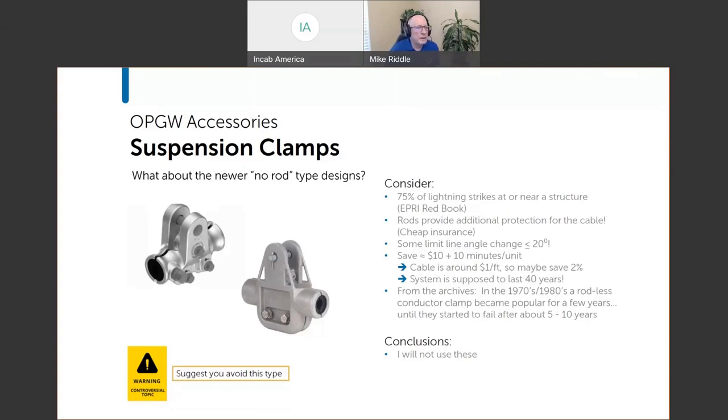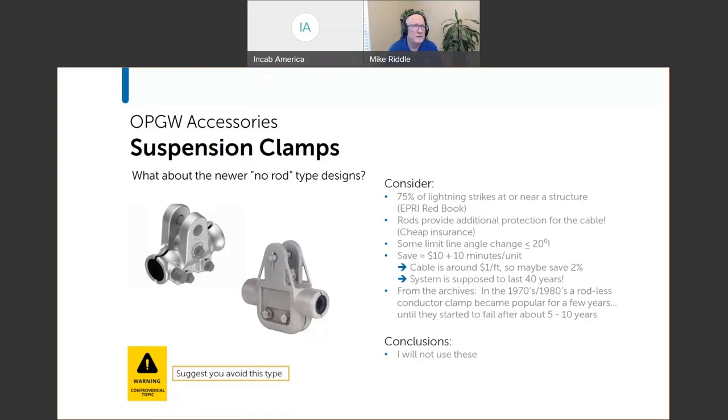And my opinion is also rooted in the school of hard knocks. I've been in the industry a long time. From the back of my memory, there was a clamp in the late 70s, early 80s that was a rodless suspension clamp for a conductor. It was popular for a few years. The design of the clamp was supposed to mitigate aeolian vibration. And people bought that. In fact, the supplier even said you don't need to use vibration dampers with it because the clamp is going to mitigate aeolian vibration damage on its own.